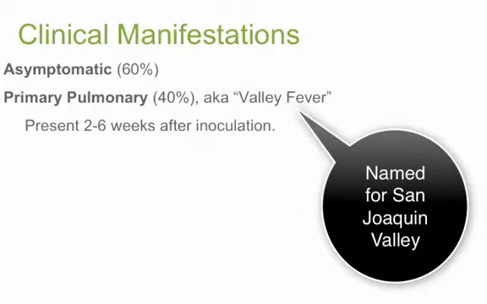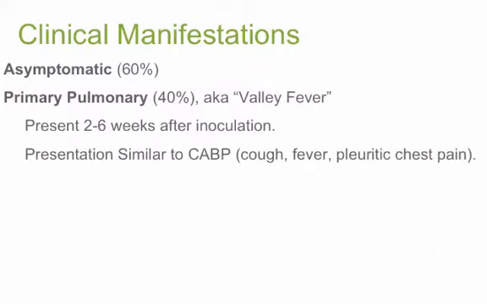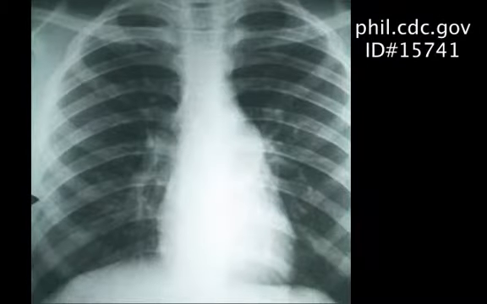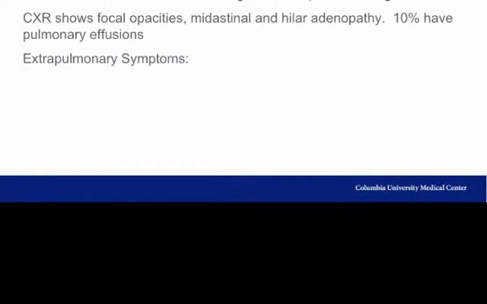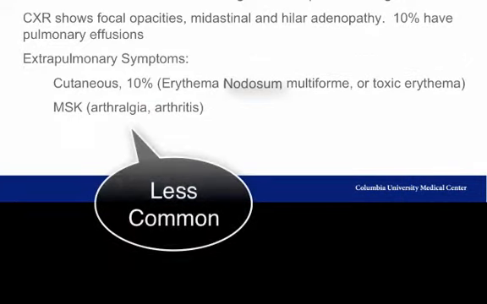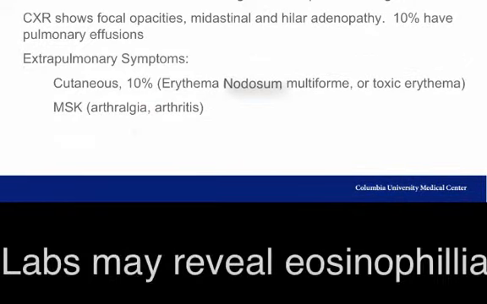2 to 6 weeks after the inoculation, they will begin to present with an entity that looks very similar to a community-acquired bacterial pneumonia. More severe infections might be accompanied with night sweats or profound fatigue. Chest X-ray will reveal this pulmonary disease as focal opacities with mediastinal and hilar lymphadenopathy. About 10% will also have pulmonary effusions. The most common extrapulmonary symptom is cutaneous involvement, which occurs in about 10% of individuals. Some patients will also have musculoskeletal involvement. With primary pulmonary infection, labs commonly reveal an eosinophilia.